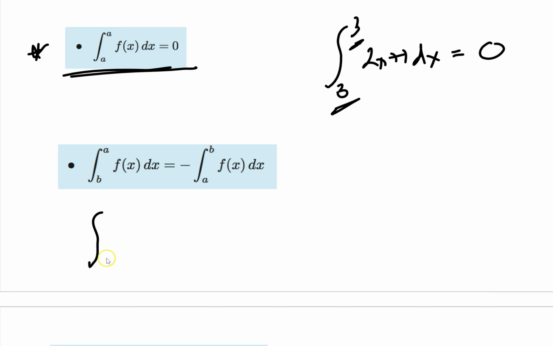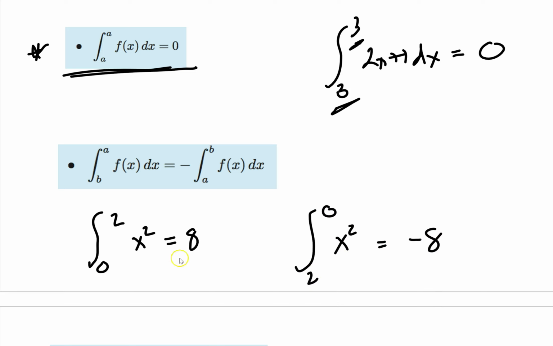This one says this. If you're integrating from 0 to 2 of x squared, and I tell you that equals 8, doesn't really matter, then if I ask, what's the integral from 2 to 0 of x squared? You'd say negative 8, because all you did was switch the limits. That's the whole idea. So if you switch the limits, you negate it.